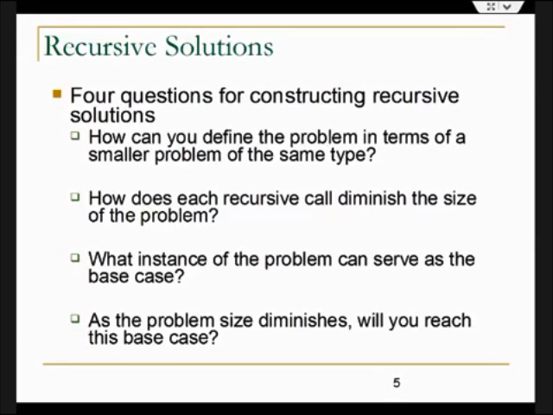So what instance of the problem can serve as the base case? In our example, it was when we reach 0, and we knew that anything to the power of 0 is 1, and that's the base case. And as the problem size diminishes, will you reach this base case? It has to be able to reach the base case, otherwise your program ends up in an infinite loop. So you have to think carefully to make sure that it will reach the base case.